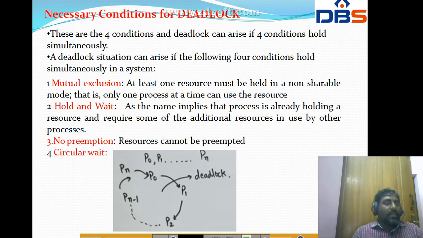Okay, whenever these four conditions are present in a system, then we can say it is a situation of deadlock.